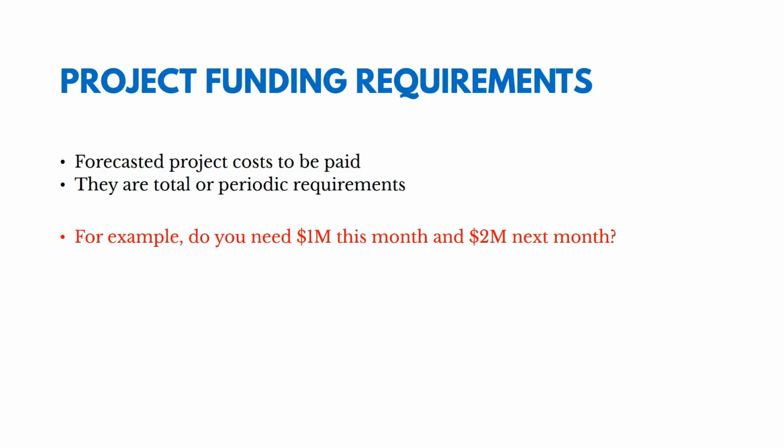Another is going to be project funding requirements. This is the forecasted project cost to be paid. Are we going to get the funding for our project all at once in total? Or are we going to get it periodically, or do we have periodic requirements for those? For example, do you need $1 million this month and $2 million next month? If so, you need to plan for that in your funding requirements.